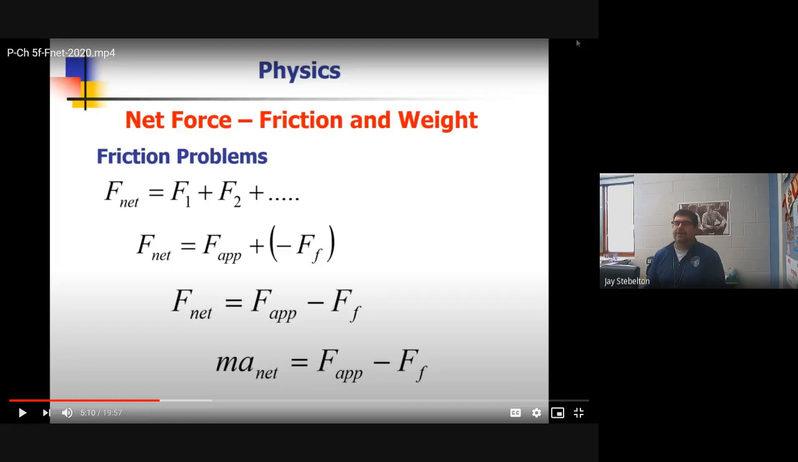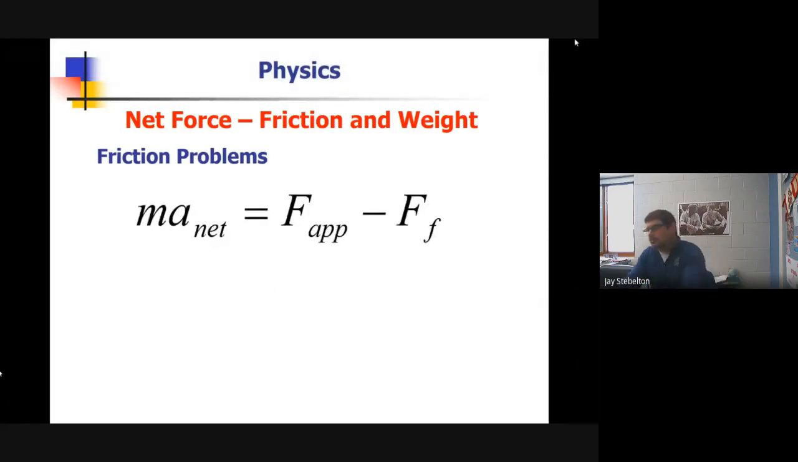So that's why I only want to do a couple problems today, because I want you guys to be able to ask questions and work through it before, instead of throwing 7 problems at you and having you confused. When it comes right down to it, ma net is the force applied minus friction.